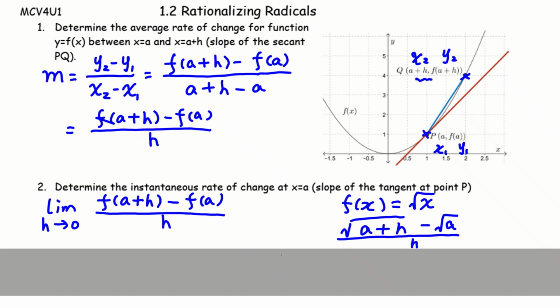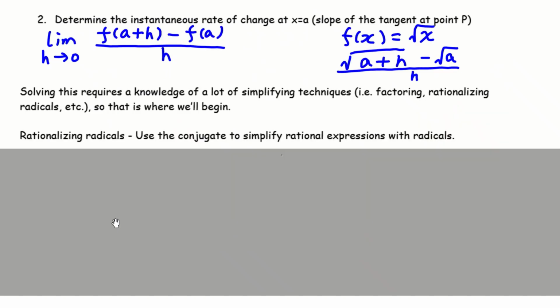We are going to learn how to rationalize radicals. In order to find the exact value for the slope of tangent, we use a limit, and in order to solve the limit, it requires knowledge of a lot of simplifying techniques. So for example, factoring, rationalizing radicals. So this is what we want to do in this lesson.